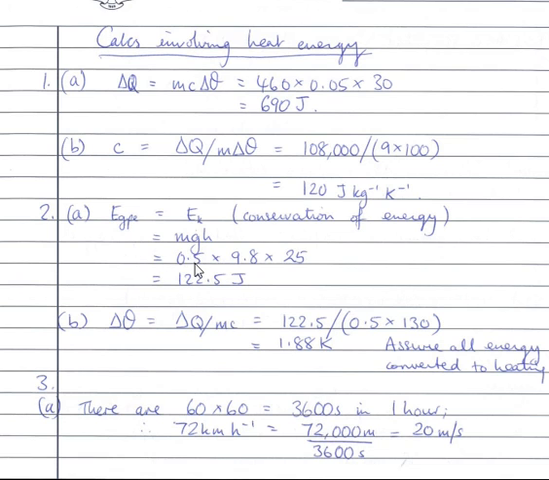So we substitute 0.5 for the mass, g, 9.8 I've used here. Some syllabuses require 9.81, you need to check on that. Multiplied by 25, gives you 122.5 joules.